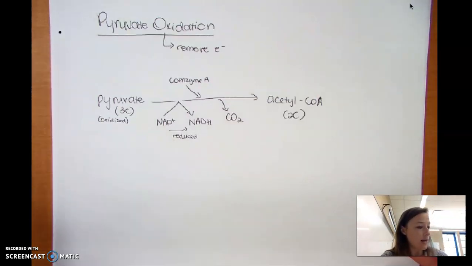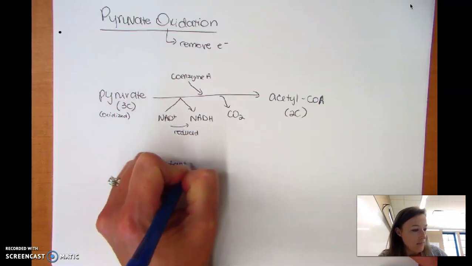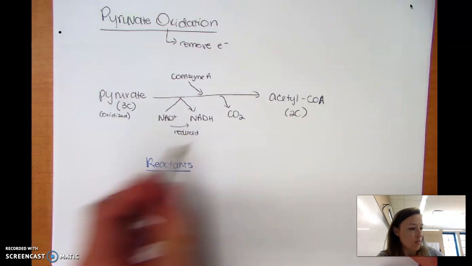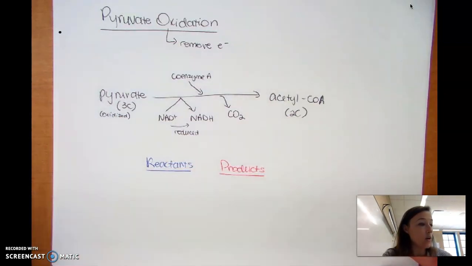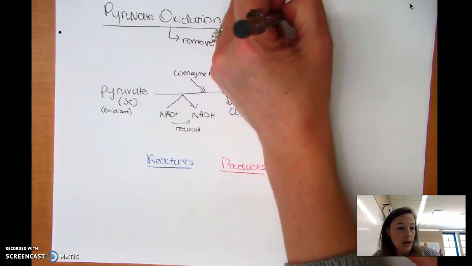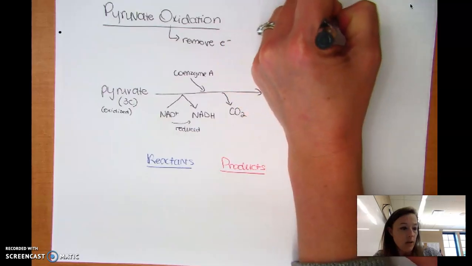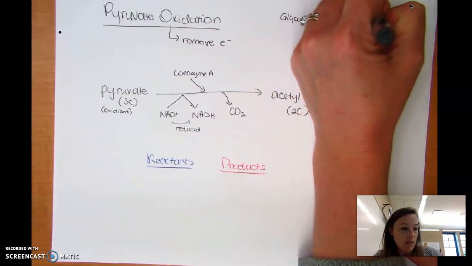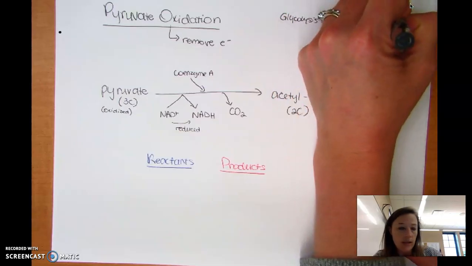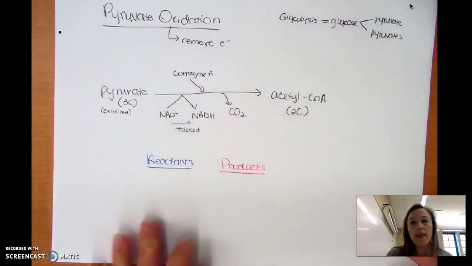So let's look at our reactants. And our products. Okay. Oh, one other thing I forgot to mention. If you'll remember in glycolysis, we had one glucose, and it's split into 2. I know you can't see that because I'm left-handed and it's hiding what I'm writing, but there you go.